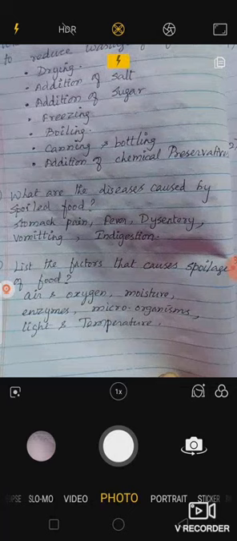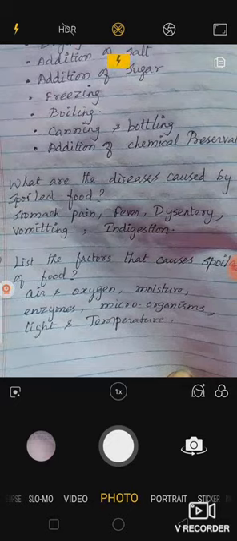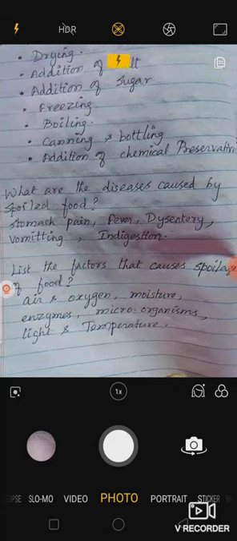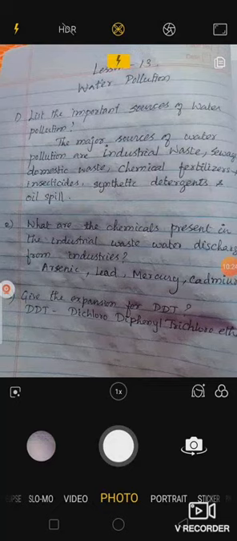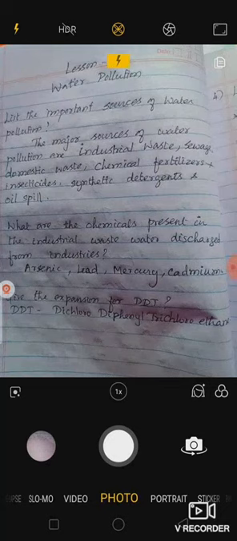Air and oxygen, moisture, enzymes, microorganisms, light and temperature are the causes. Next, we need to move to the 13th lesson. In the 13th lesson, it is water pollution and waterborne diseases. In that, they have asked 4 questions. The fifth one is match. The first question is the important source of water pollution. The major sources of water pollution are industrial waste, sewage, domestic waste, chemical fertilizers and insecticides, synthetic detergents, and oil spills.